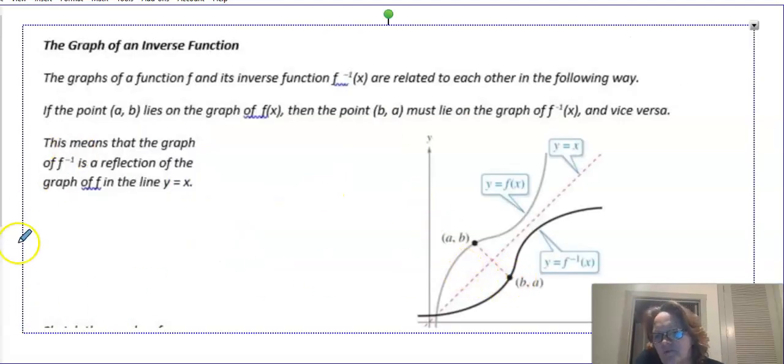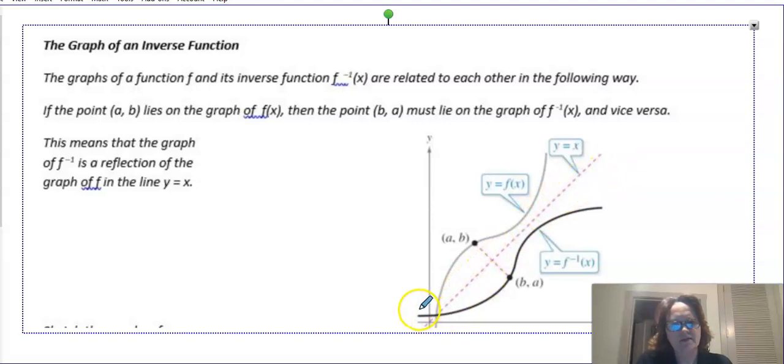All right. So the graph of an inverse function. Like I said, we usually think, oh, it's just upside down or it's backwards. It doesn't work that way. What it does is it reflects across the line, not the x-axis or y-axis, but it reflects across the linear parent function, which is y equals x. So that's this dotted line right here.